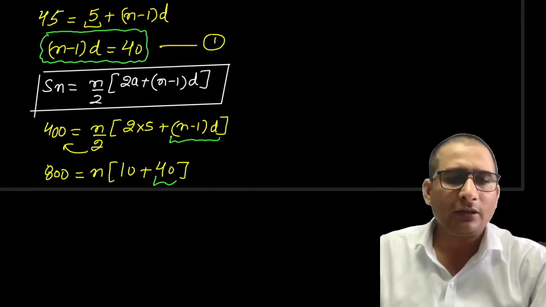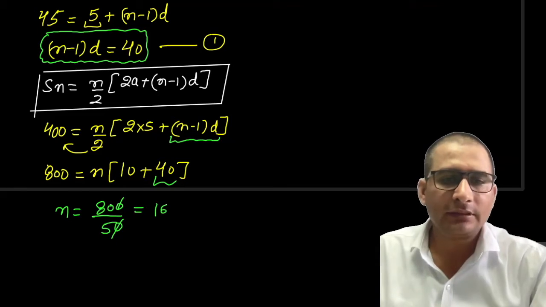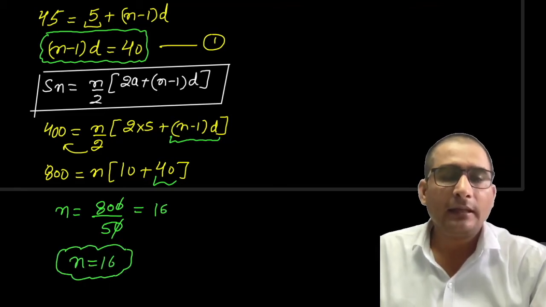So now यहाँ से n की वैल्यू फाइंड आउट कर लेते हैं. So n is equal to 800 upon 50. It cancel this, 5 1 जा 5 6 जा 30. So the value of n is 16. n की वैल्यू 16 है and we need the value of d also.